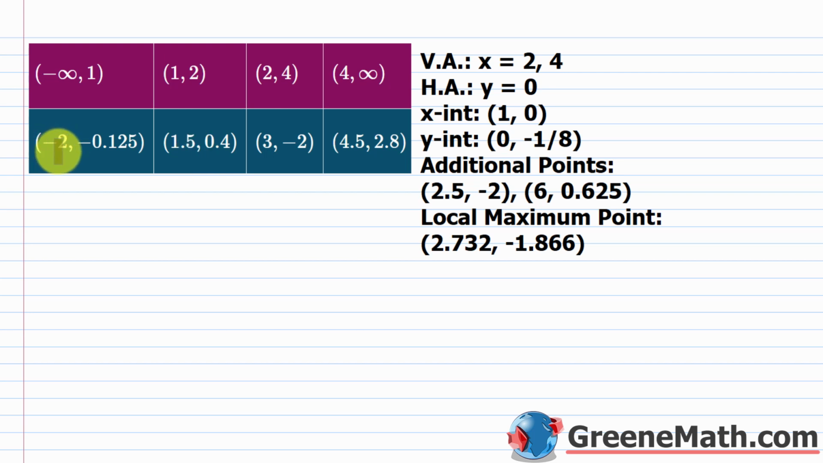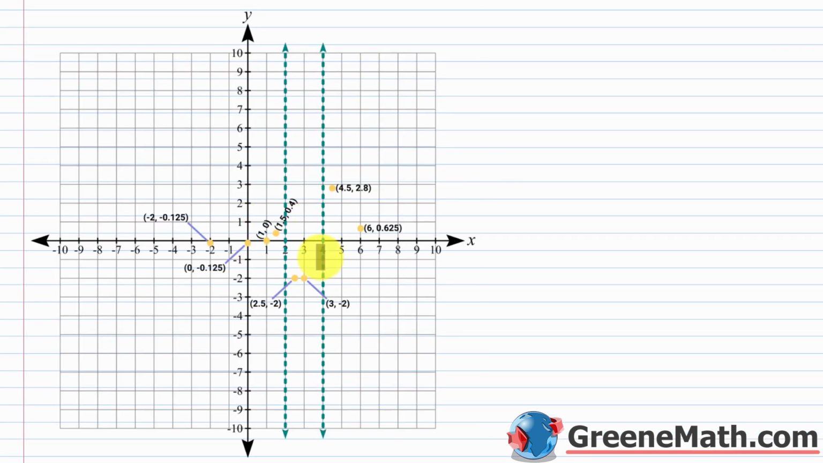So this point is going to be (-2, -0.125). Then this one is going to be (1.5, 0.4). This one is going to be (3, -2). This one is going to be (4.5, 2.8). So coming back, those are going to be these points. Let me just highlight them. So this is your (-2, -0.125). Then this one is going to be your (1.5, 0.4). This one's going to be your (3, -2). And this one's going to be your (4.5, 2.8).